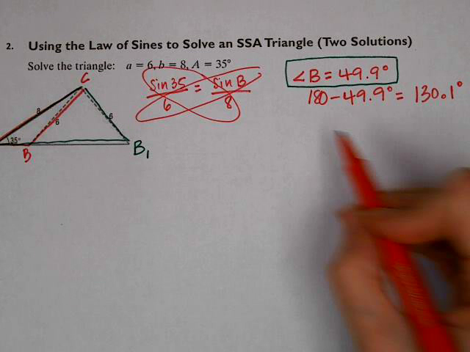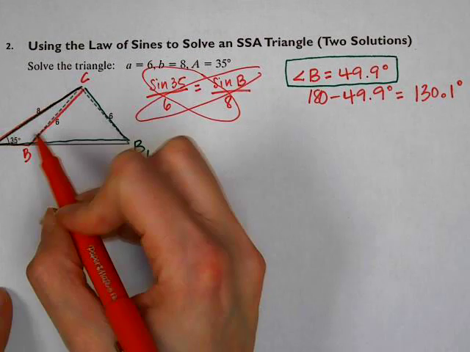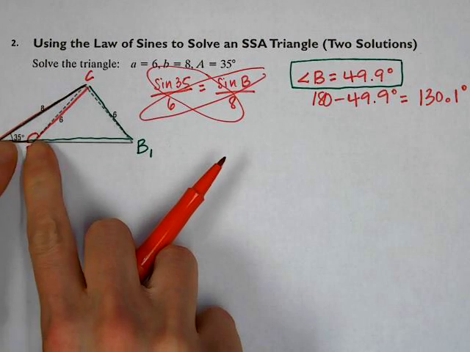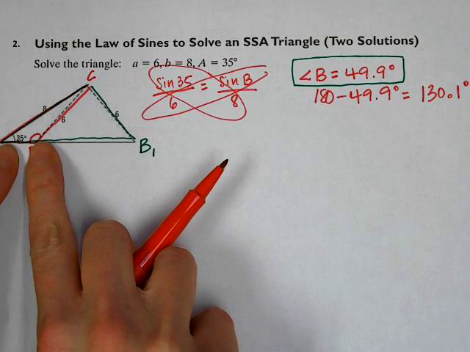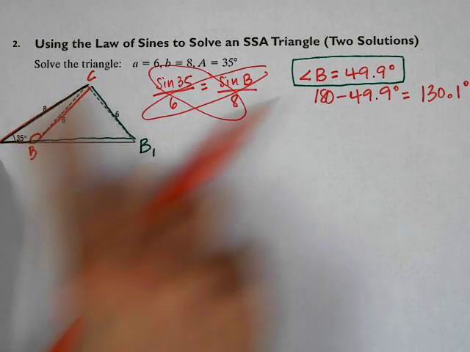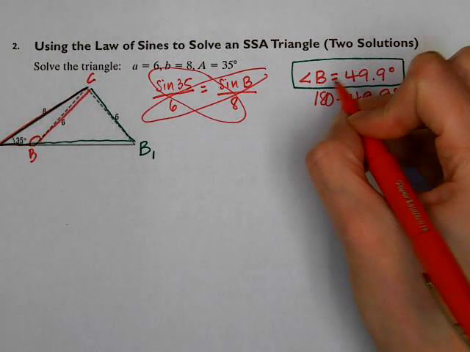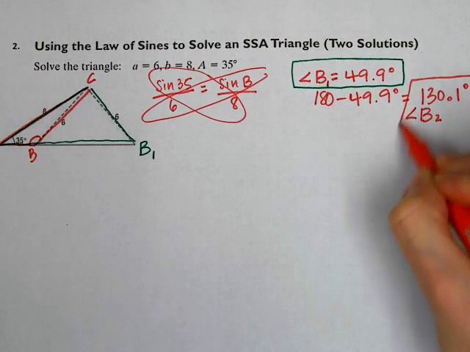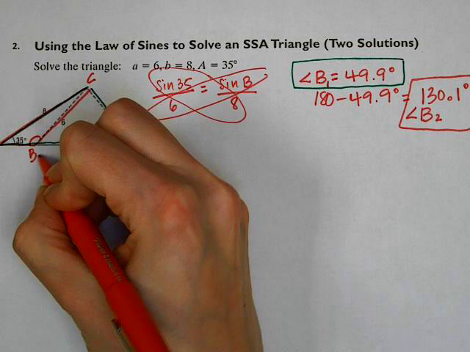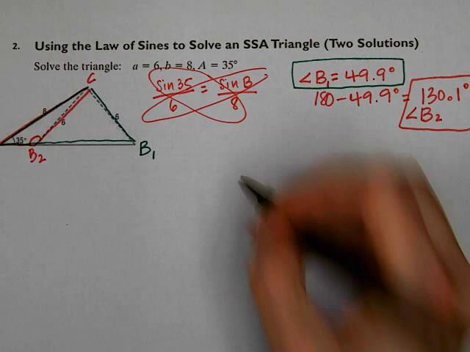But then 180 minus 49.9 is 130.1. It looks like that would be this one. And if you add 130.1 plus 35, you haven't surpassed 180 yet. So this actually is potentially a second triangle. So let's call this one B1, and let's call this one angle B2. So we're going to have two different triangles here. That'll be B1. Okay, cool. So now we just have to be organized, which I am not.